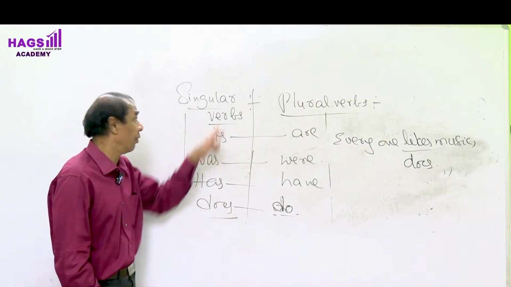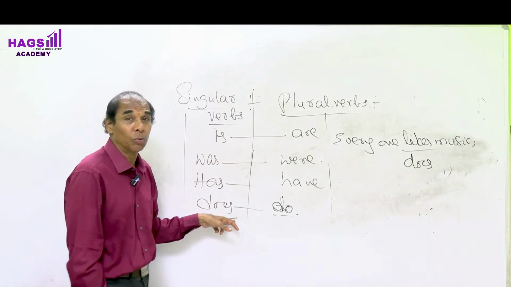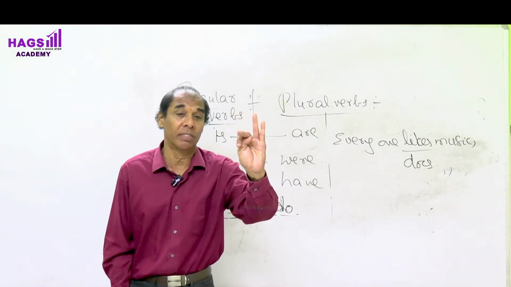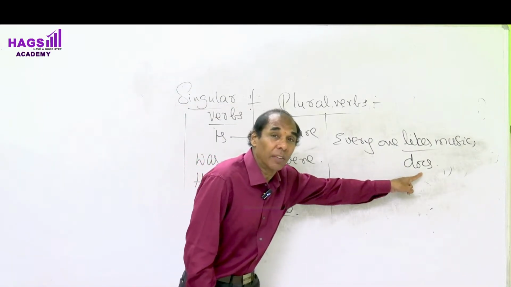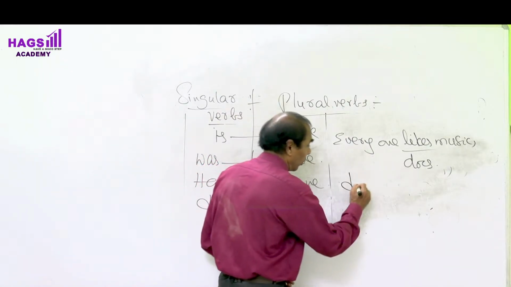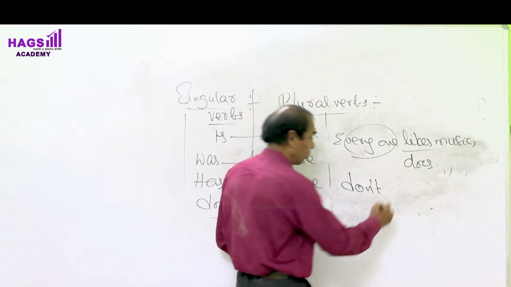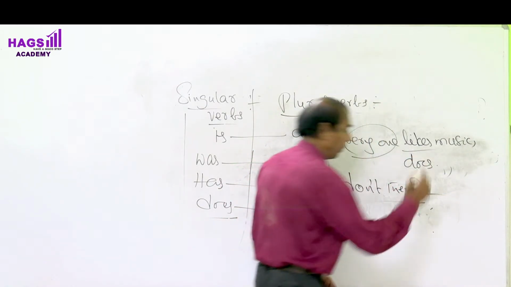Does is singular verb. In question tags, we have to use only plural form of the verb at the time of everyone, everybody, someone, somebody, no one, nobody. Right? So, does is singular verb. What is the plural form of does? Do. Do plus not. Don't. In the place of all these words, write they. Don't they. Very easy. Note down.